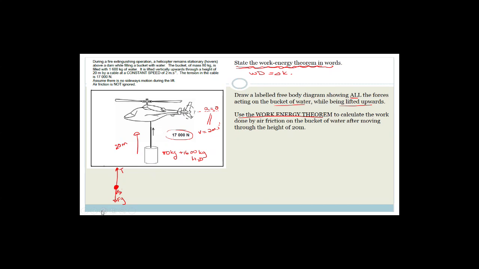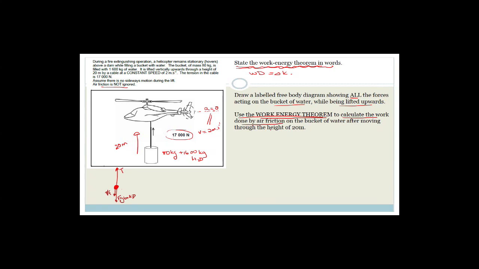And in fact, I'm going to combine that. I'm going to erase this and say that this here is the force of gravity of the bucket and the water. It's acceleration due to gravity times the mass of both. Now it says use the work energy theorem to calculate the work done by air friction, but they just said air friction is not ignored. So there's a force of friction.